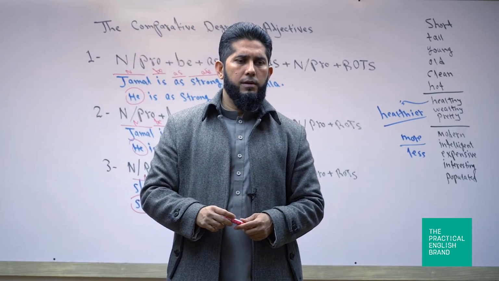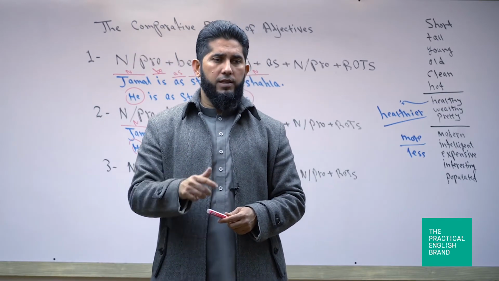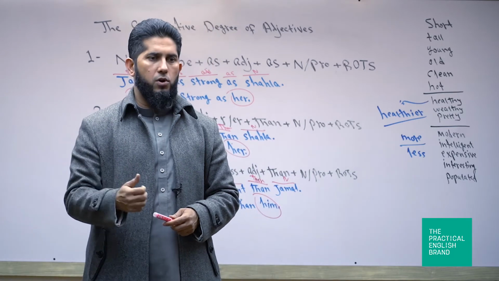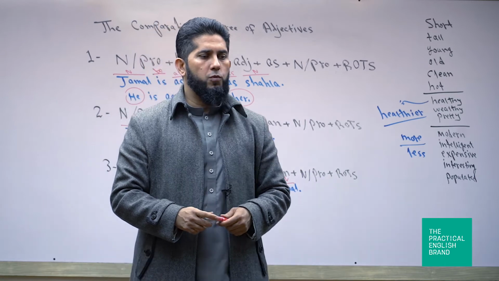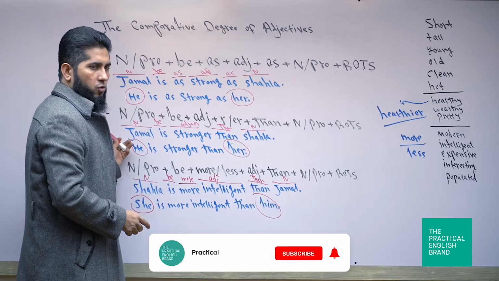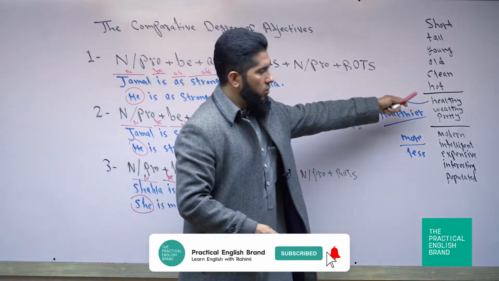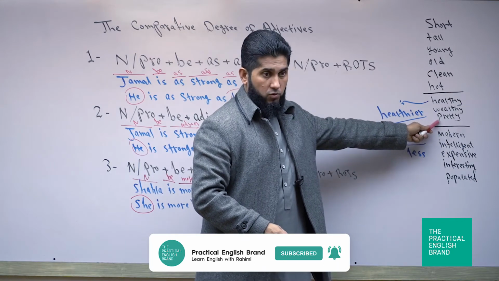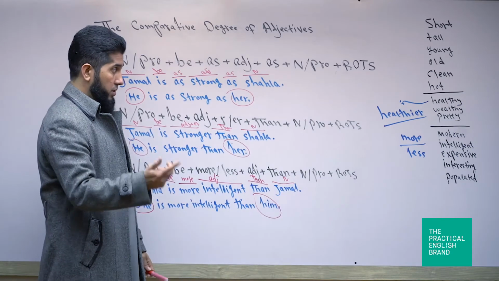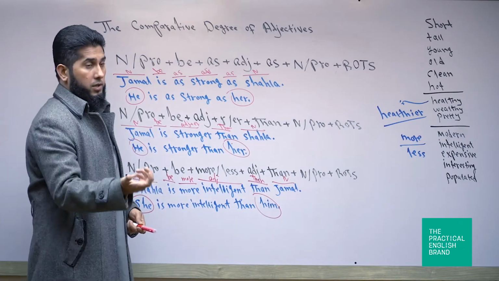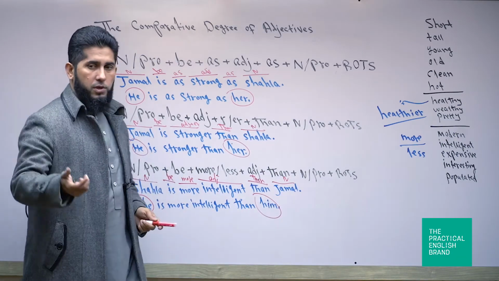Ahmad is young as Mahmoud. As young as Mahmoud. Ahmad is as young as Mahmoud. You may use the comparative degree over here: one syllable adjectives, or two syllable adjectives which end with y, or more than two syllable adjectives, or more than one syllable adjectives which do not end with y. So these two structures. Come on.